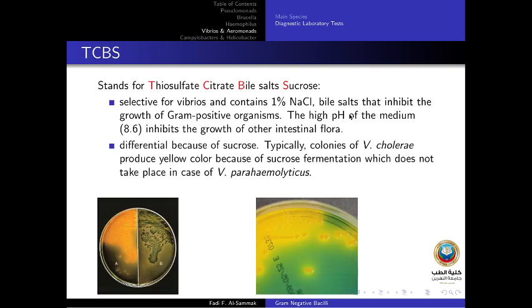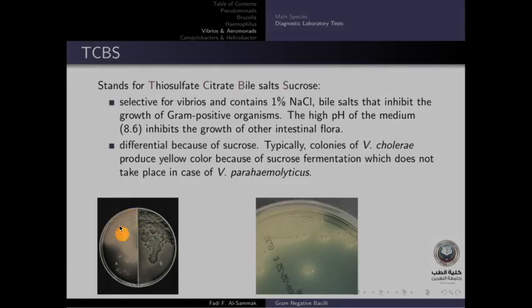And it is differential. This media is not only selective, but also differential because of the presence of sucrose. Typically, colonies of Vibrio cholerae will produce a yellow color because of sucrose fermentation, which does not take place in the case of Vibrio parahaemolyticus. So if you see this yellow pigmentation, it means this is Vibrio cholerae, not parahaemolyticus.